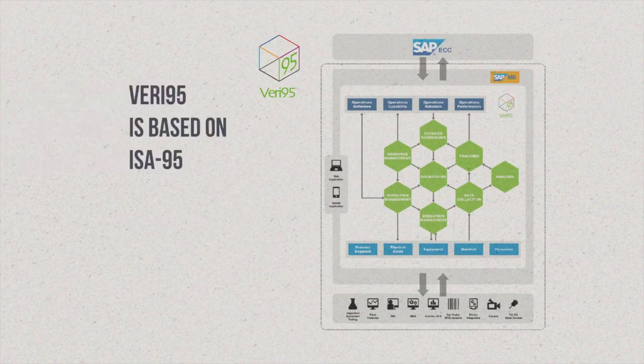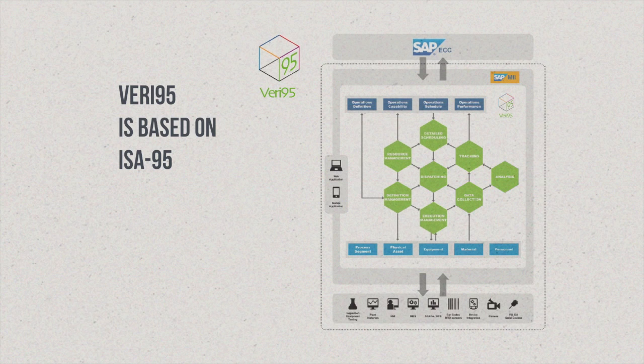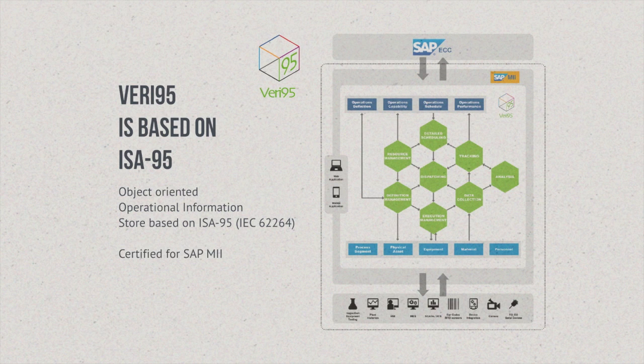The Vera 95 framework is entirely based on the ISA 95 standard. It provides a series of models in an object-oriented operational information store. It is a certified product for SAP MII, and the web-based model viewer allows the application engineer or solution architect to really see what is going on by normalizing data.